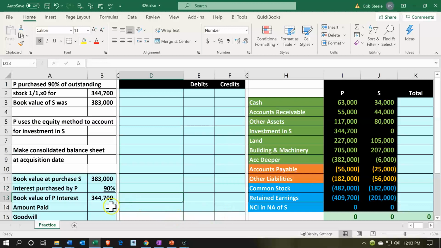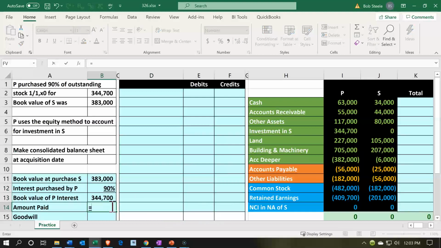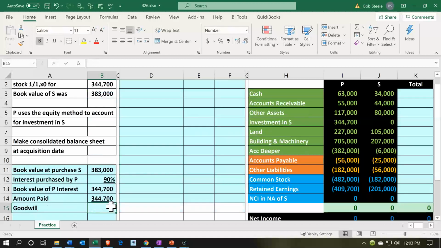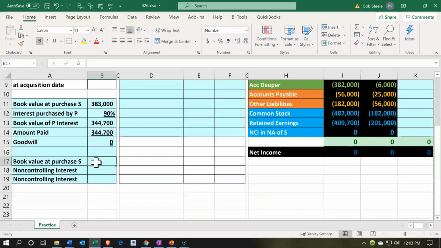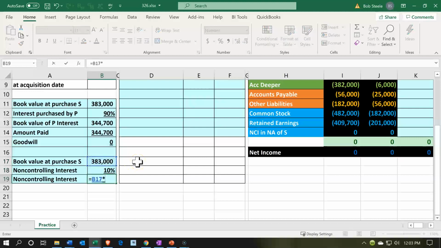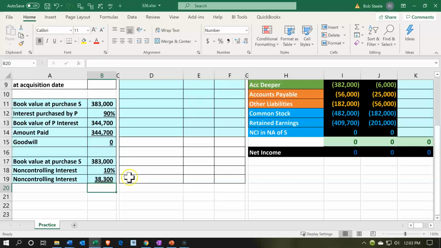So notice that's still going to be one of our more simplified items that we'll adjust as we keep adding complexity. So then we're going to say that the purchase price was the 344.7. So we paid 90% of basically the book value. That means there's no goodwill involved here. We paid just what the book value was. And then what about the non-controlling interest? Well, if you take the assets minus the liabilities, the 383, if we got 90%, then there's 10% out there that we don't have, the non-controlling interest. And that is, of course, going to be, if we multiply that, the 38.3.